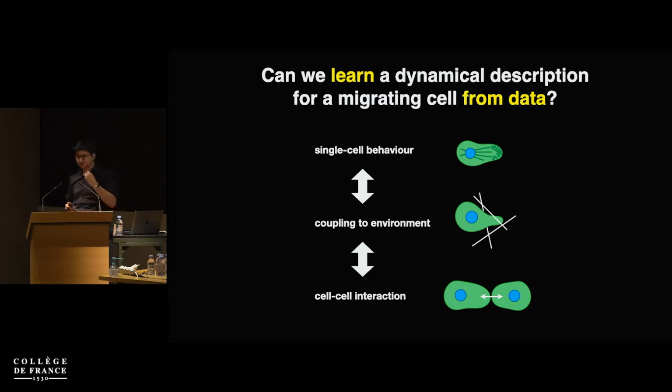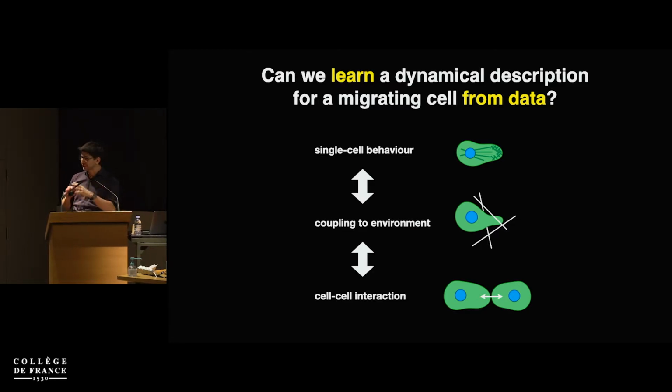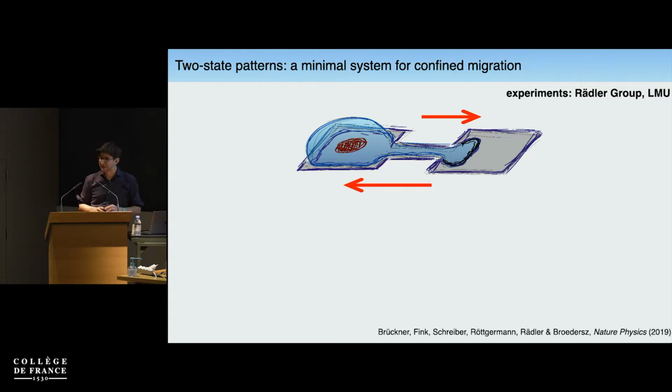So to get started on answering this question, we want to use an approach that is as systematic and as simple as possible. So we're really going to start with the simplest possible case we could imagine, and then slowly add more complexity. To do this, we teamed up with the lab of Joachim Rädler in Munich, and in Joachim's lab they can create these micro-patterns. And we've seen a couple of examples of these micro-patterns this morning.